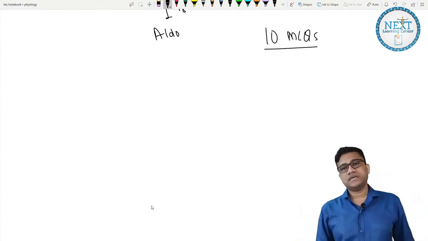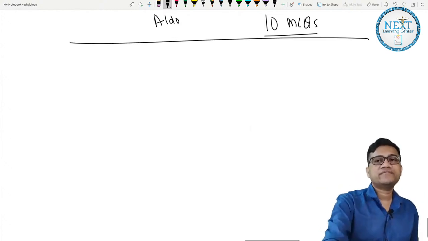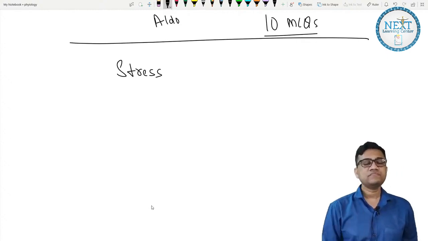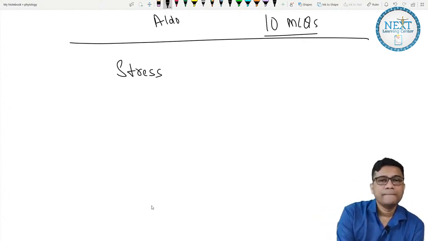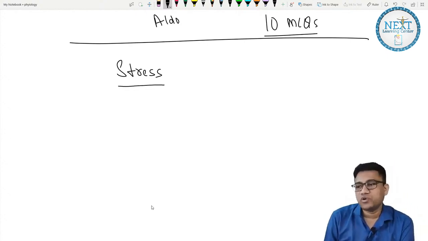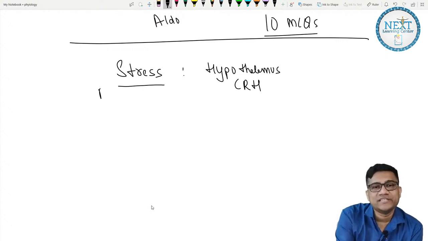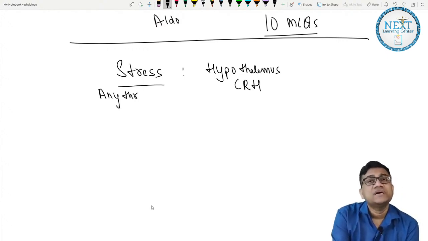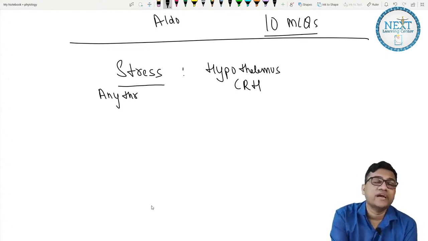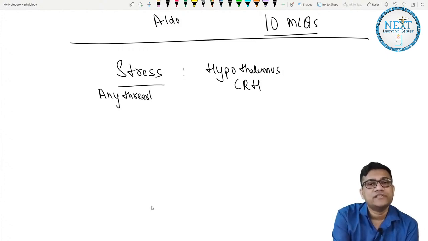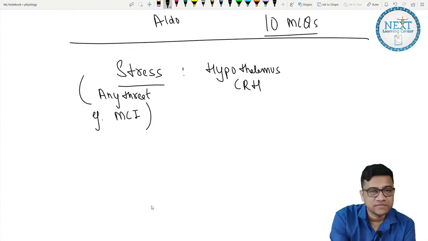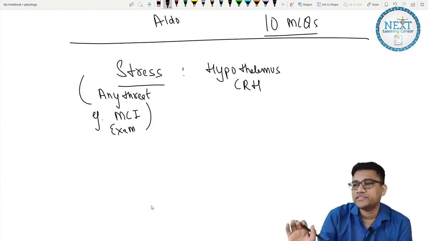Now we are going to discuss the glucocorticoids. First thing to understand: whenever there is stress, what happens? The hypothalamus releases the hormone CRH. What is stress? It is any threat to your normal life, that is fever, infection, any injury, not getting food, exams. Any threat is stress. Example, MCI. Is MCI a threat? Yes. Exams, they are all stress.